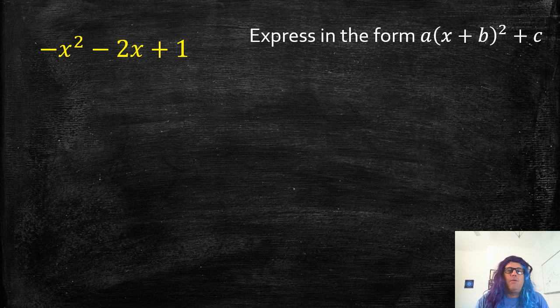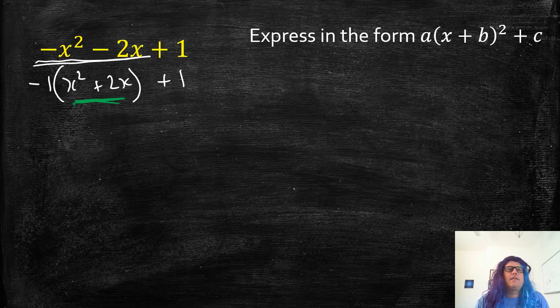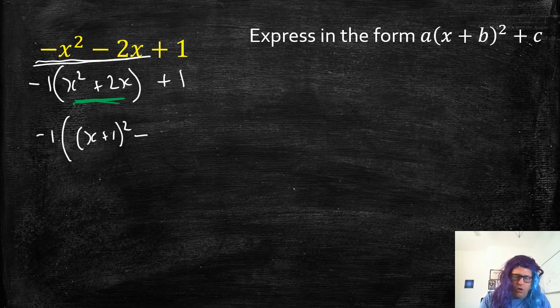Okay, another example. Is A 1? Remember, always ask yourself, if you need to complete the square, is A 1? No, I need to make it 1. I need to factor out a minus 1. Now I'm ready to complete the square because A is 1. Again, when we complete the square, we only look at the x squared and the x term. So, minus 1 times, if I complete the square, that's (x plus 1) squared, always minus, 1 squared is 1, and then my minus 1 is tagging along.